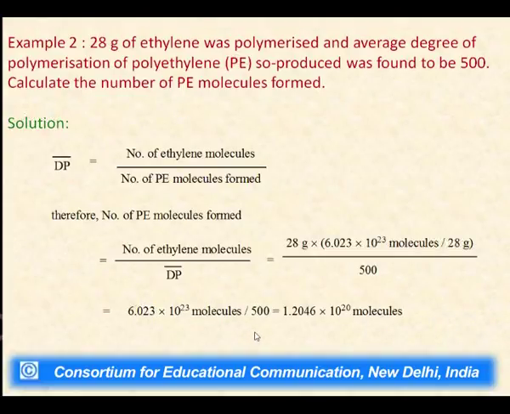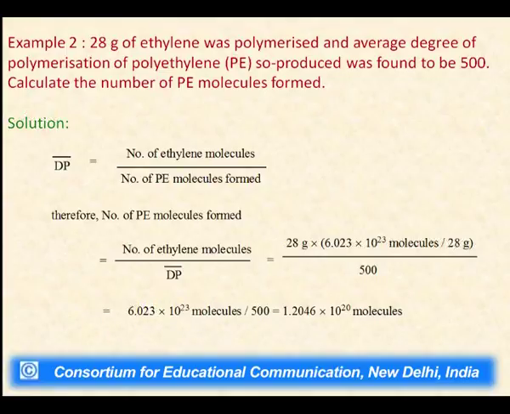In the second example, we show how to calculate the number of polymer molecules present depending upon the degree of polymerization. The example is that 28 grams of ethylene was polymerized, and the average degree of polymerization of the polyethylene so produced was found to be 500. You have to calculate how many polyethylene molecules were formed.